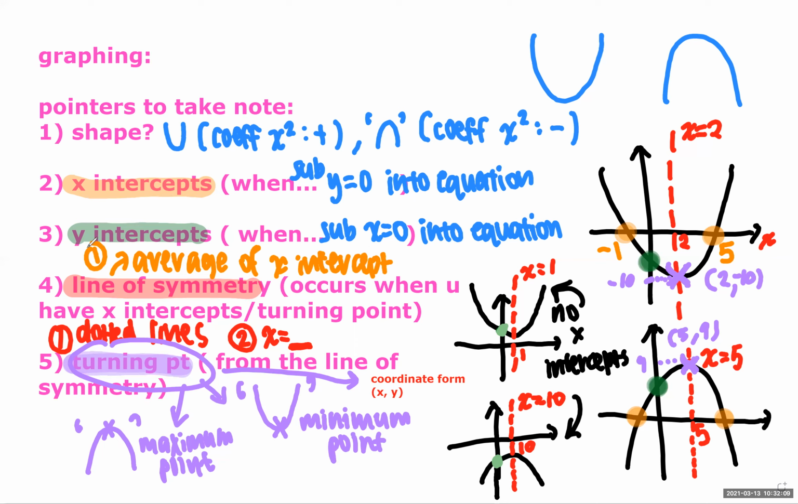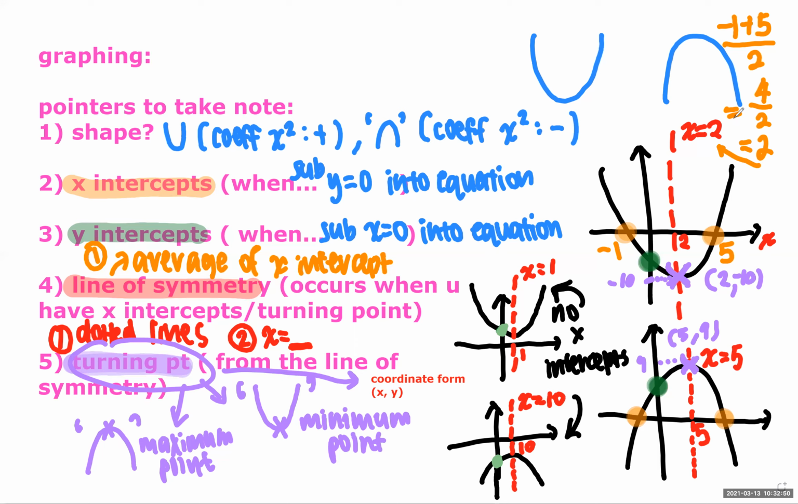This is one method to get the line of symmetry. Meaning, can you see the x-intercepts are -1 and 5? So I take -1 plus 5. Average means take the total and divide by 2, right? So -1 plus 5 gives me 4. And 4 divided by 2 will give me 2. And that's how I get x equal to 2. Got it, guys? That is one way to find line of symmetry. So what is the first way? By taking the average of the x-intercepts.